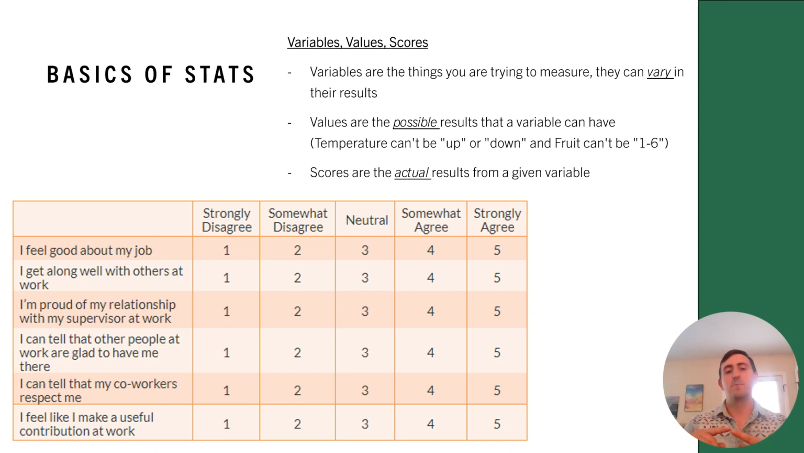So remember, we're trying to separate out these terms: variables, values, scores. Variables, the thing we're measuring. Values, the possible answers for that variable. And a score is a specific piece of data, right?